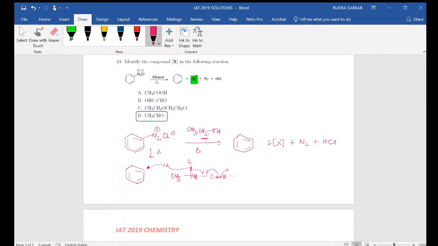Okay, so ultimately we are having what? We are having this product, that is the benzene, and along with that, if this mechanism operates, we will say the product formed out here is going to be acetaldehyde, which is CH3CHO.